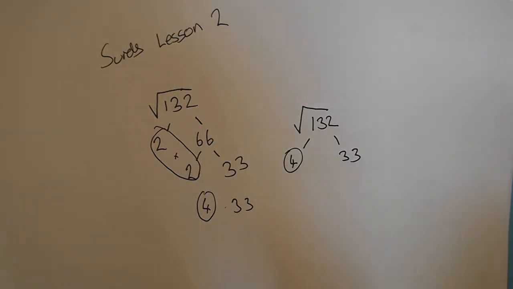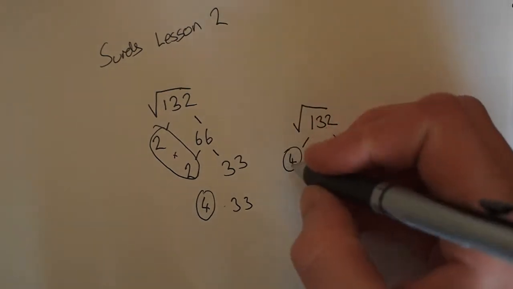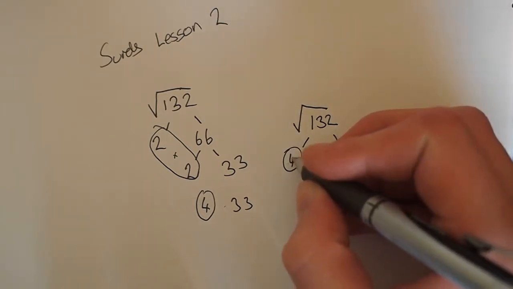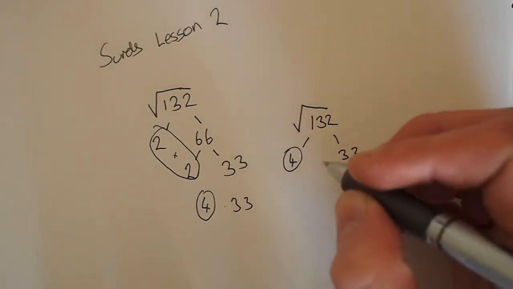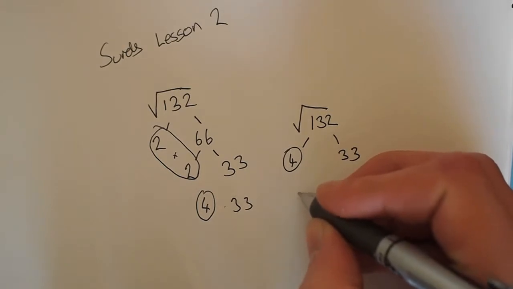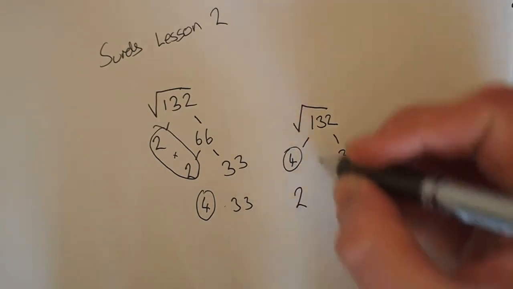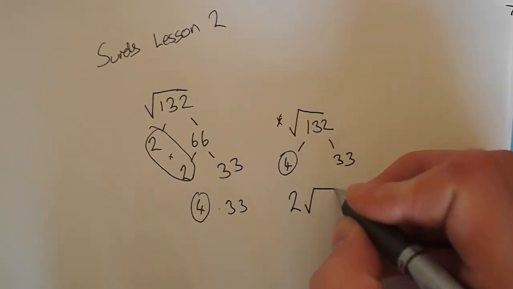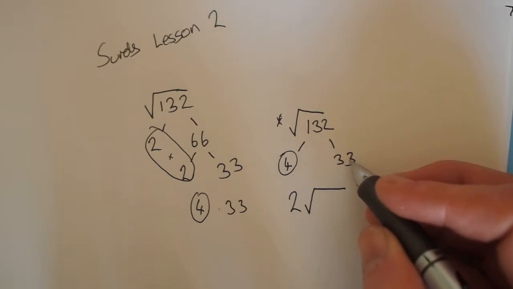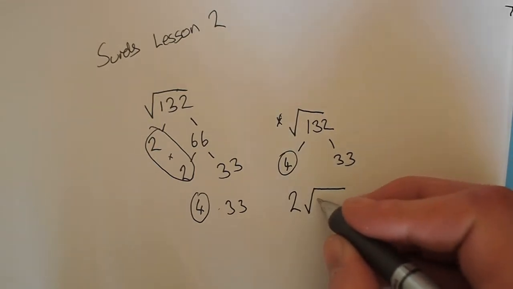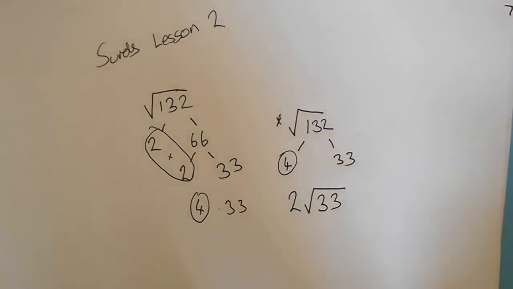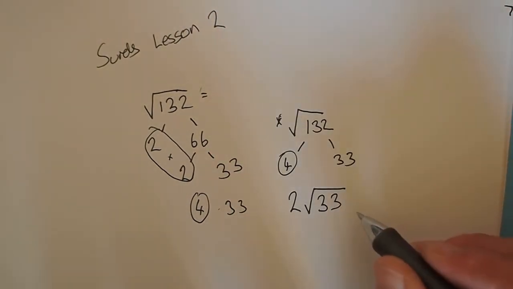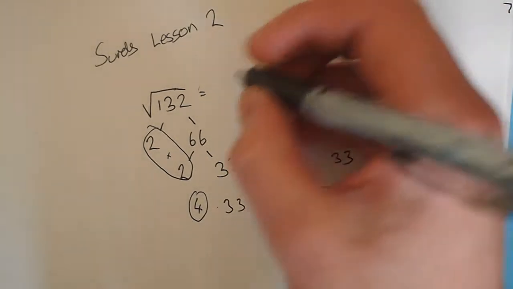So, if you remember in the previous video, when we found the square number, what we have to do is square root it to give us an integer. So square root of 4 is 2. So what that means is we place that on the outside of the surd. So we place the 2 here, and then we write the square root, and then we've got the 33 remaining here. So the square root of 132 can be simplified to 2 times the square root of 33.